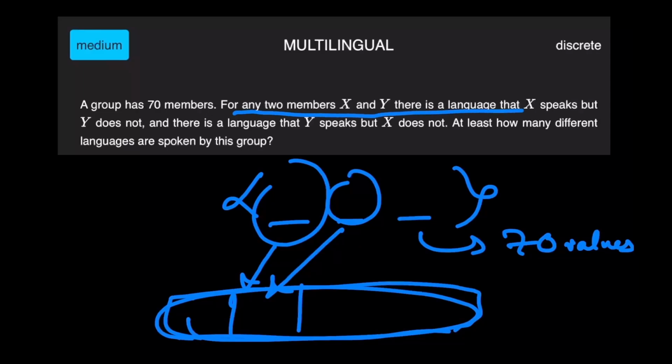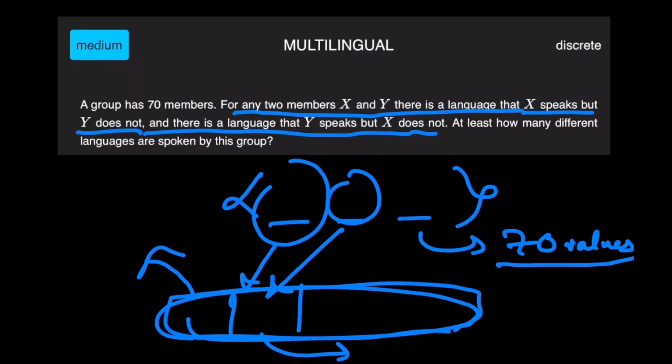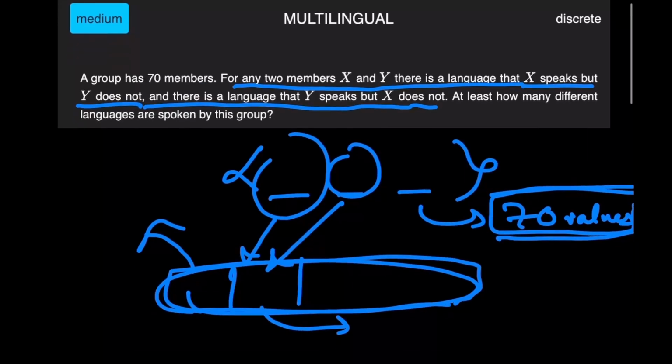Since X knows his own language and Y knows his own language, it's gonna be guaranteed that X speaks a language that Y does not, and Y speaks a language that X does not. So 70 is one answer that we could come up with, but there's obviously answers that are better than this. By better, I mean values that are smaller than 70.